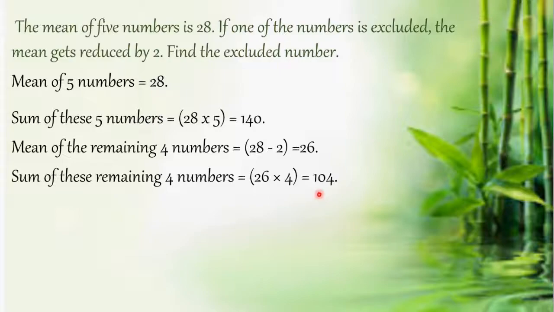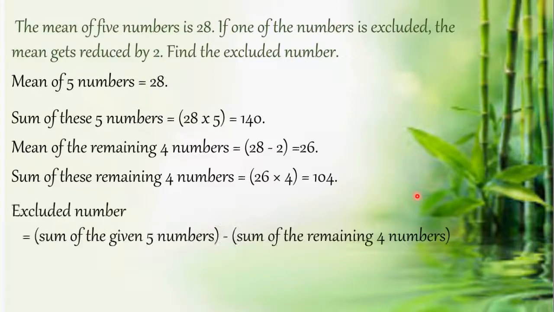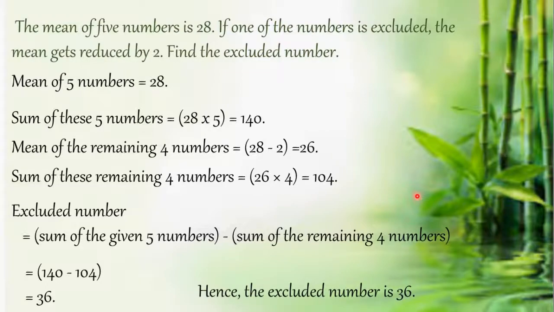How can we find the excluded number? Sum of 5 numbers is 140. Sum of 4 numbers is 104. How to find the excluded number? The excluded number will be the sum of 5 numbers minus the sum of the remaining 4 numbers. It is 140 minus 104, equal to 36. So 36 is the excluded number.